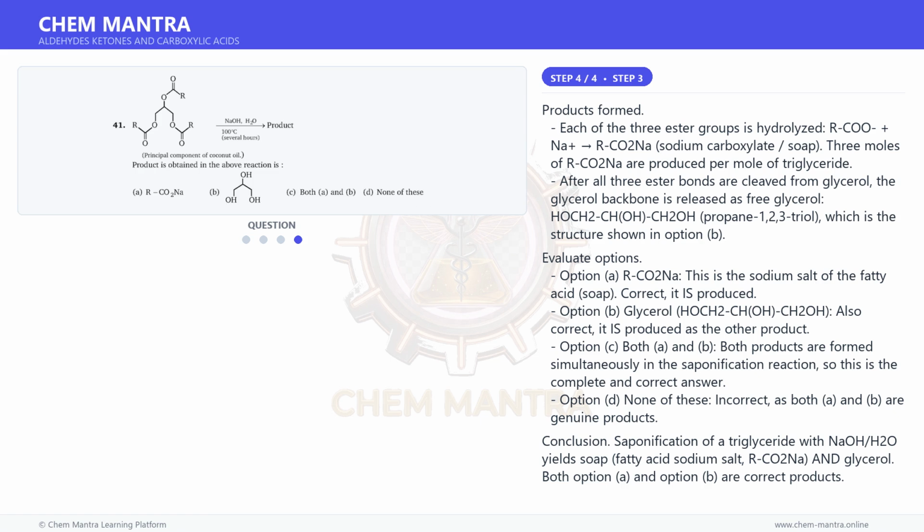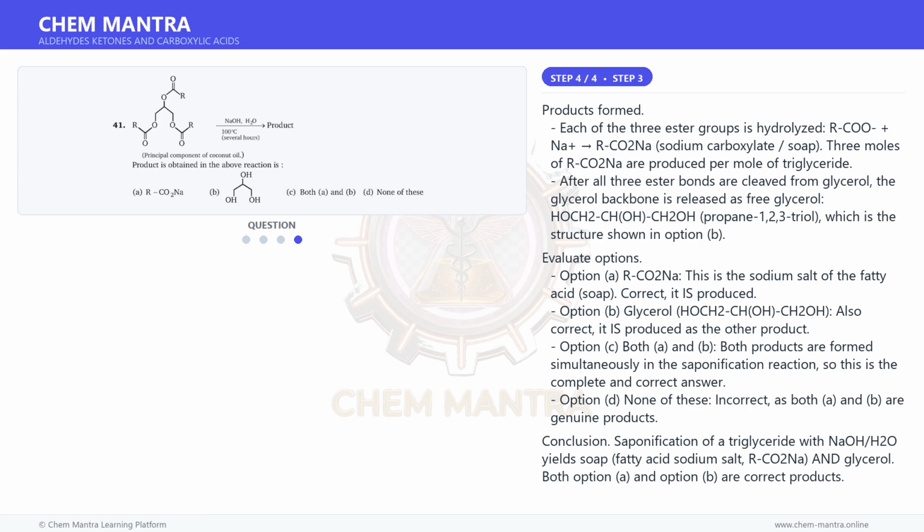Evaluate options. Option A, RCO2Na, this is the sodium salt of the fatty acid, soap. Correct, it is produced. Option B, glycerol, HOCH2CH(OH)CH2OH, also correct, it is produced as the other product. Option C, both A and B. Both products are formed simultaneously in the saponification reaction, so this is the complete and correct answer. Option D, none of these, incorrect, as both A and B are genuine products.